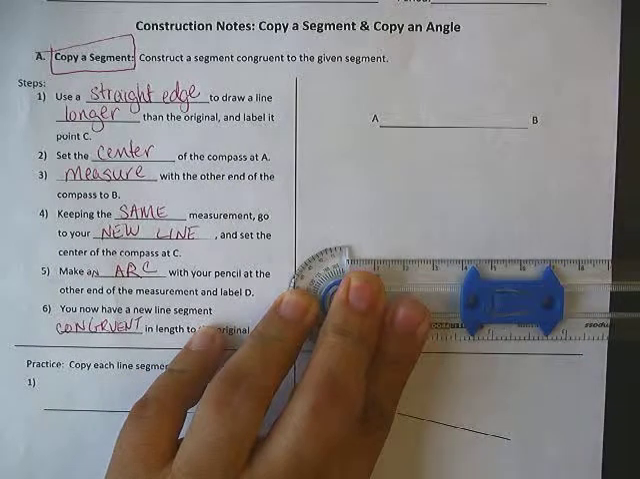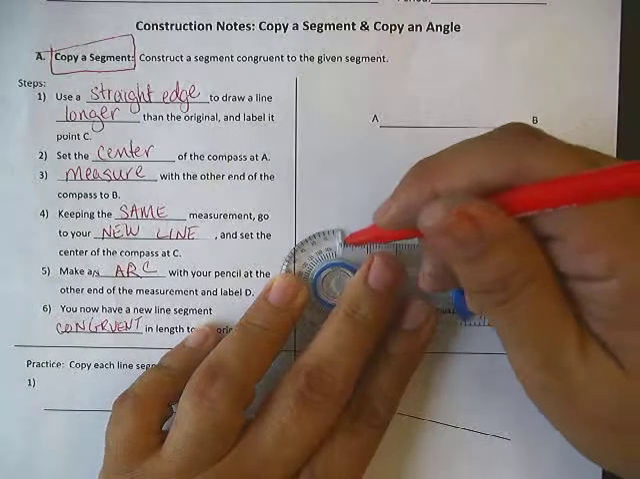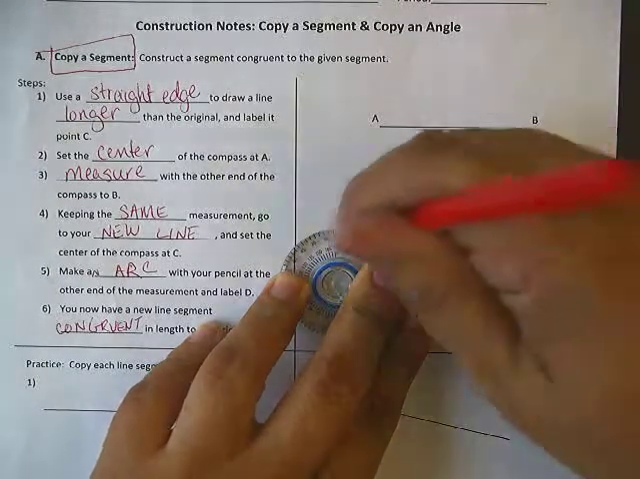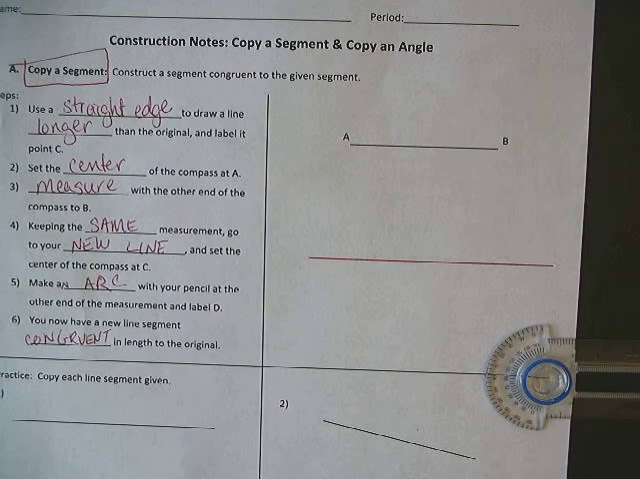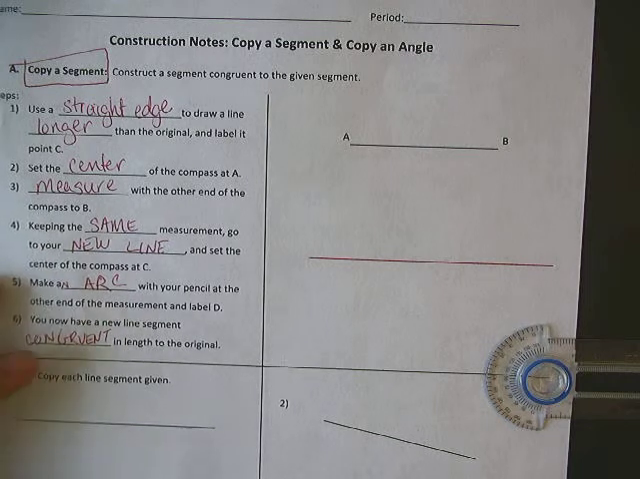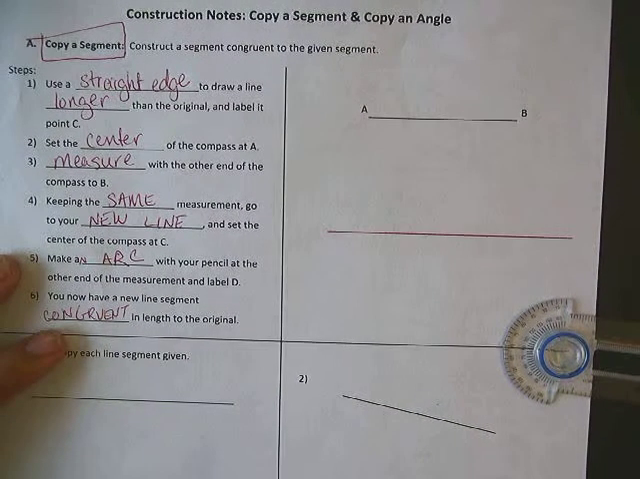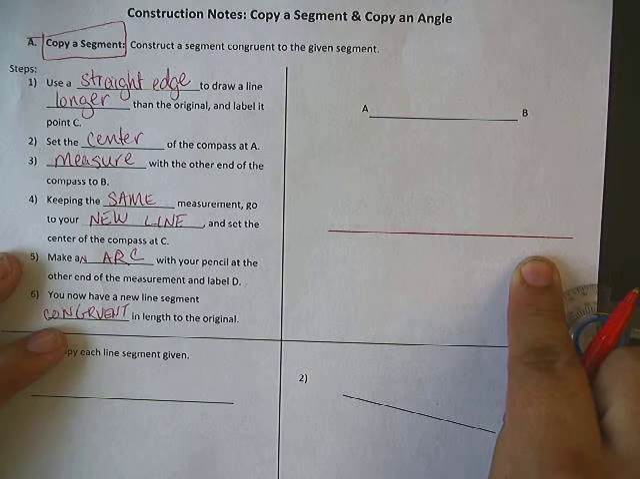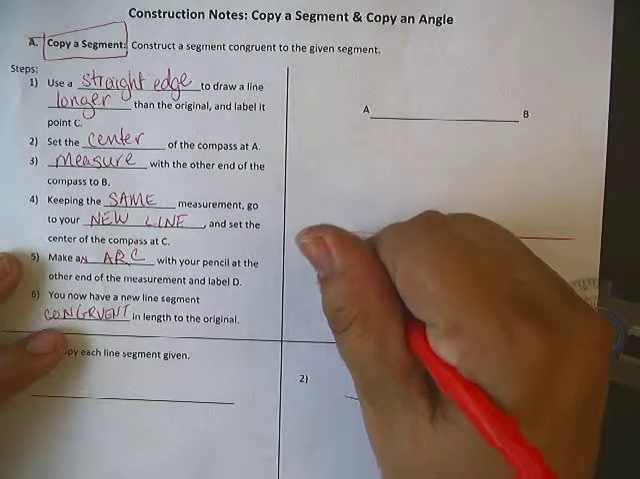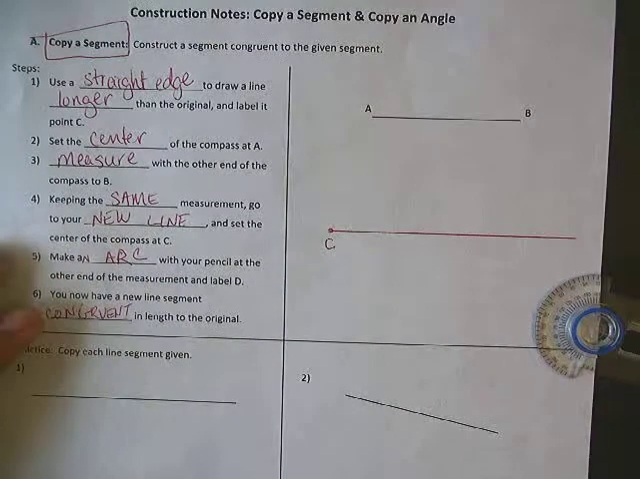Now don't worry, you actually want your line to be longer than your original line. Notice how I didn't really measure. Okay, we are not going to use the numbers on the edge of the compass. So what we're going to do is I used a straight edge to draw a line longer than the original, and I put a point on it, and I label it point C.